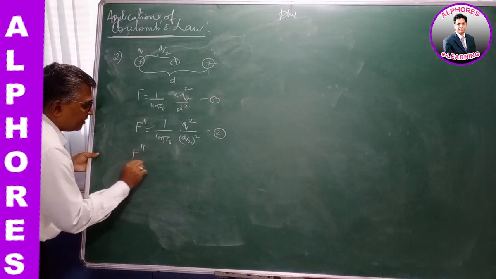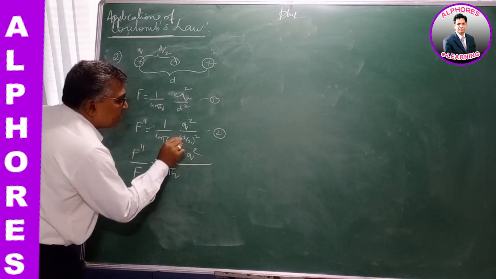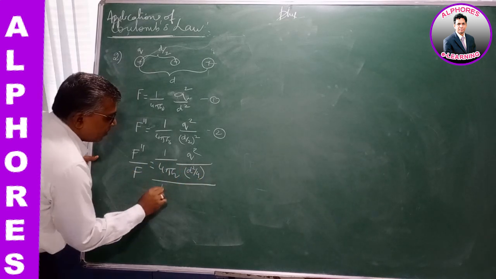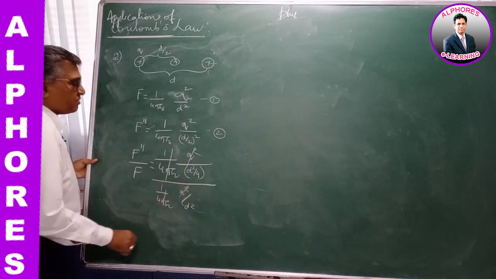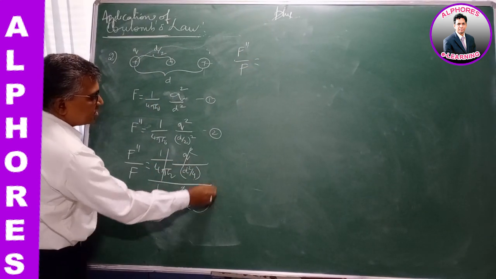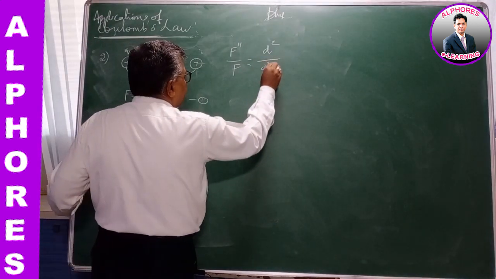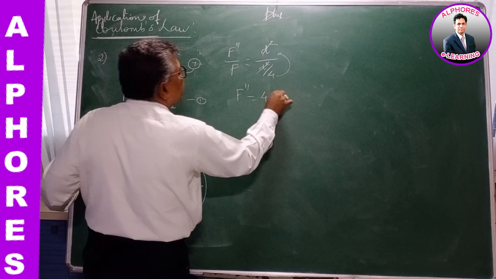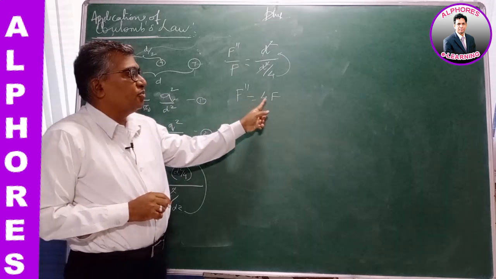Dividing 2 by 1, F double dash by F is 1 by 4 pi epsilon naught q square by d by 2 whole square, which is d square by 4, by 1 by 4 pi epsilon naught q square by d square. So this cancels, q square cancels. F double dash by F is 1 by d square by 4, so 4 moves up. So F double dash is 4 times F. So whenever the distance is halved, the new force will be 4 times F.